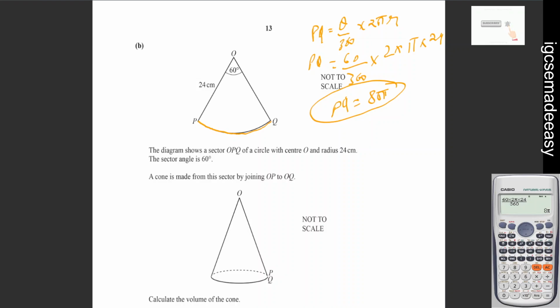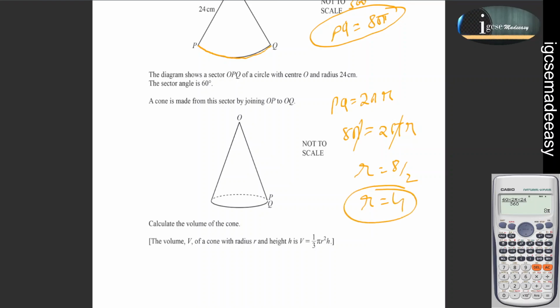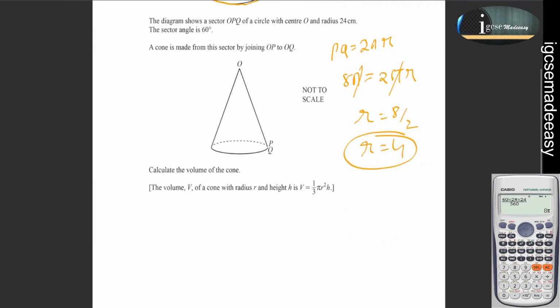So PQ is equal to the circumference of the cone's base, that is 2 pi r. So PQ is 8 pi, so 8 pi equals 2 pi r. Here the pi and pi get cancelled out, so r will be 8 by 2. So the value of r is 4. The radius of the cone will be 4, right? Height we don't know. Let's take it as h.